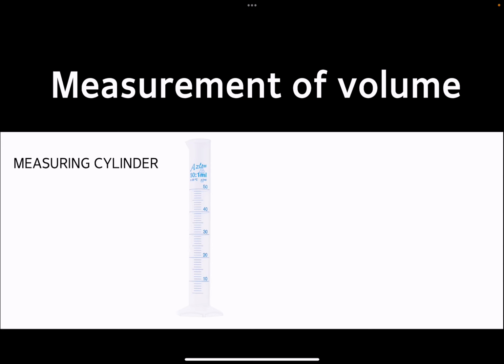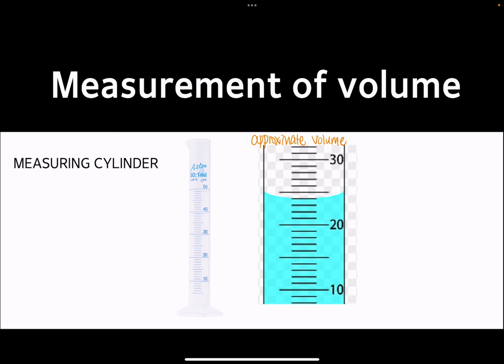However, it is still only able to give you approximate volume, but slightly better compared to conical flask and beaker. So I will explain why right now. Okay, so first up, if I were to give you a sample of how the readings in a measuring cylinder will look like, this is giving you an idea.